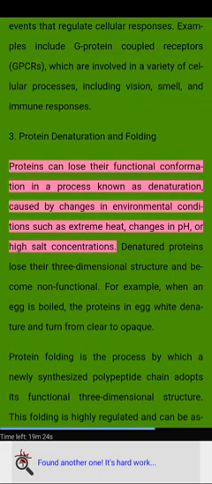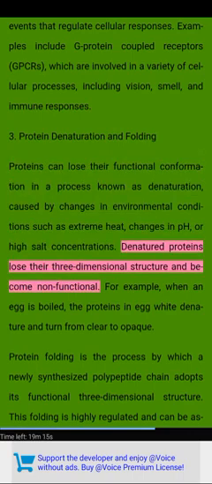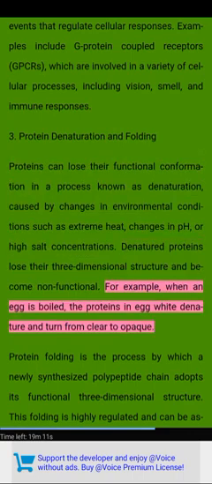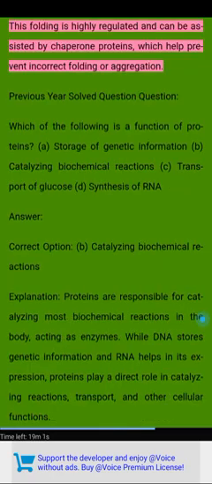3. Protein denaturation and folding. Proteins can lose their functional conformation in a process known as denaturation, caused by changes in environmental conditions such as extreme heat, changes in pH, or high salt concentrations. Denatured proteins lose their three-dimensional structure and become non-functional. For example, when an egg is boiled, the proteins in egg white denature and turn from clear to opaque. Protein folding is the process by which a newly synthesized polypeptide chain adopts its functional three-dimensional structure. This folding is highly regulated and can be assisted by chaperone proteins, which help prevent incorrect folding or aggregation.